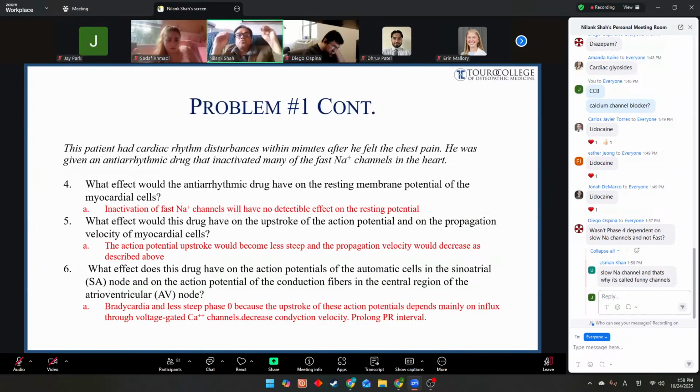What if you block the sodium channel? I agree with you, you are just blocking the sodium channel, which is phase 4 of the SA node. Then how will that change phase 0? Will that change phase 0? Yes or no? That's my first question. Will that change phase 0?